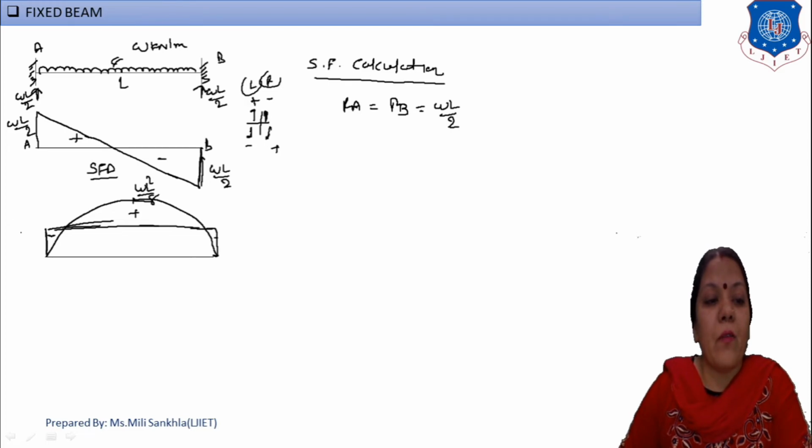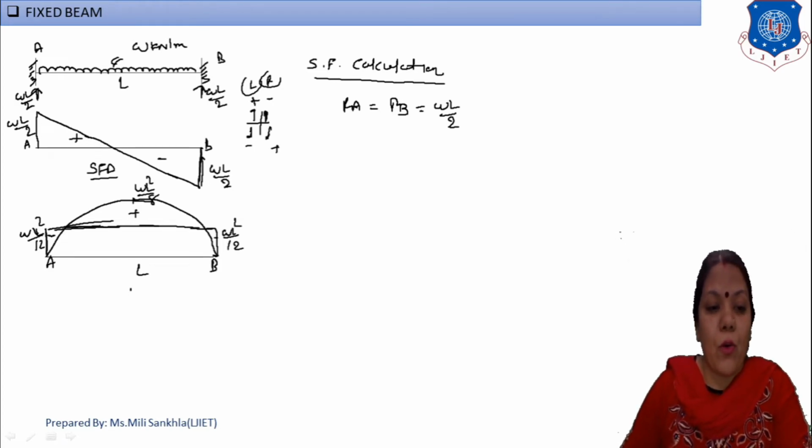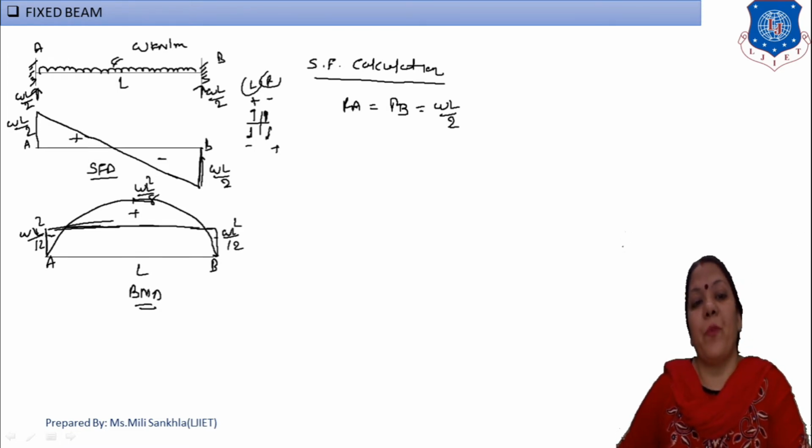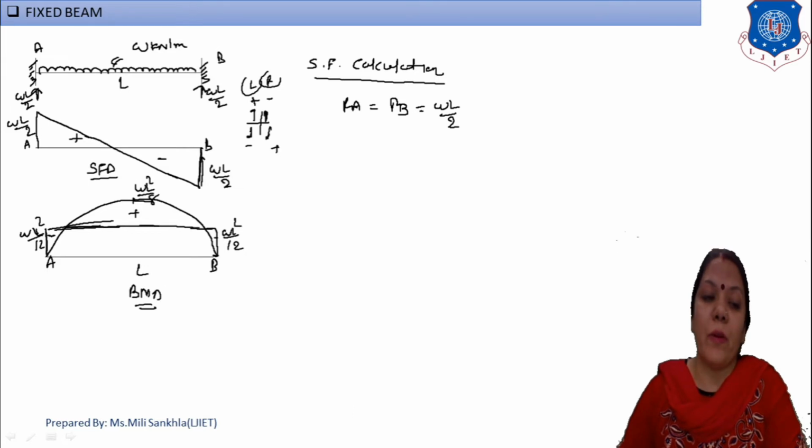And here our moment we find out is WL square by 12, and this moment we also find out is WL square by 12, and the distance is equal to L. This is point A, this one is our point B, and this diagram is known as the bending moment diagram.